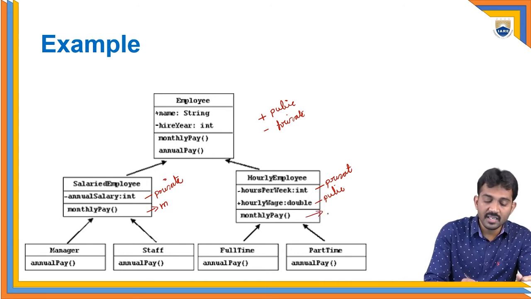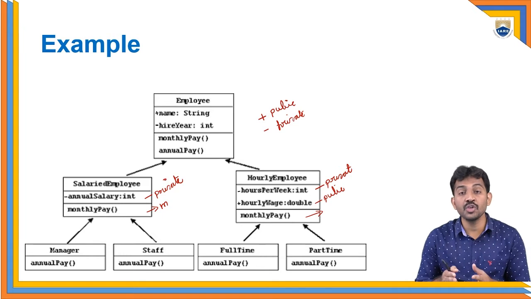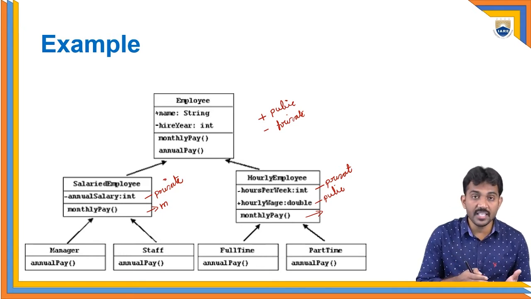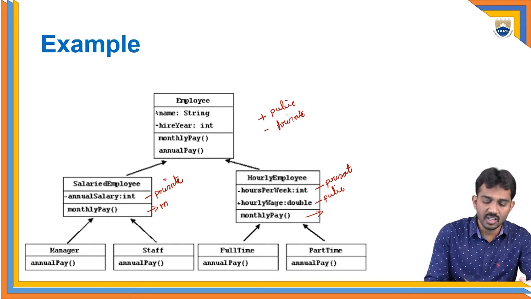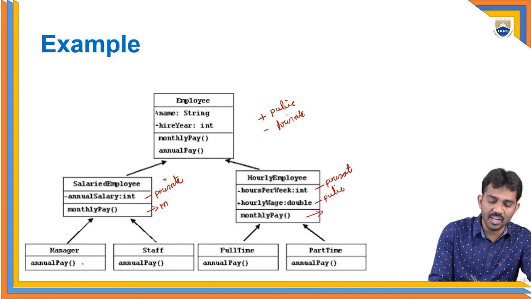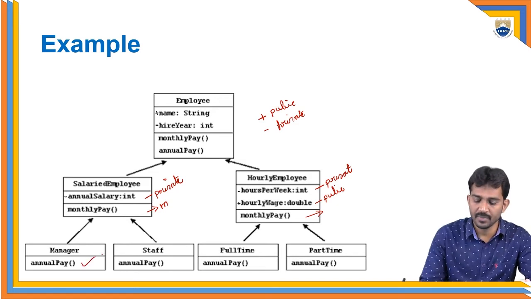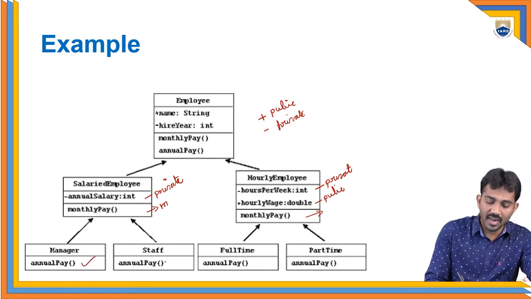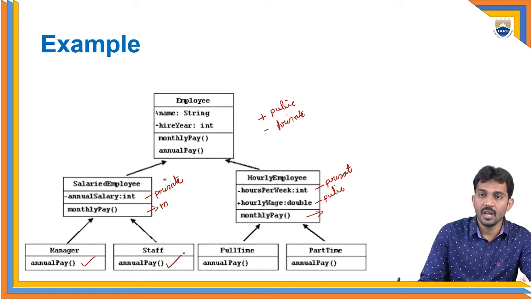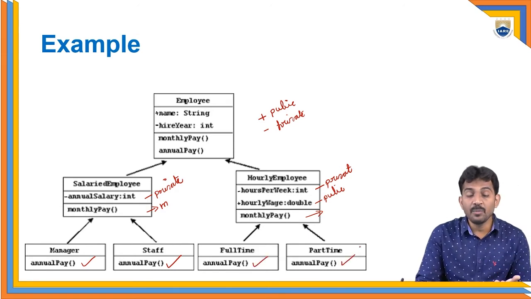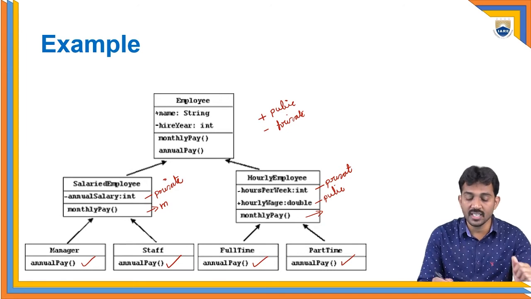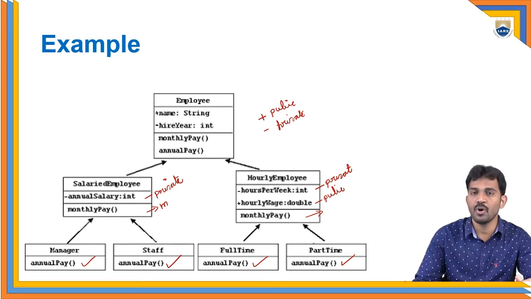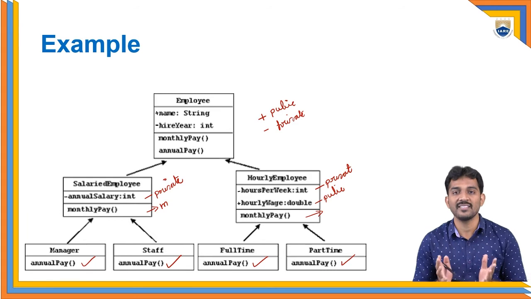Again, the salaried employee is going to be more specialized into manager and staff. For the manager, you need to implement the annual pay, and for the staff you also need to implement the annual pay. Coming to the hourly employee, it again divides into two parts: full-time employees and part-time employees. This is the whole class diagram.